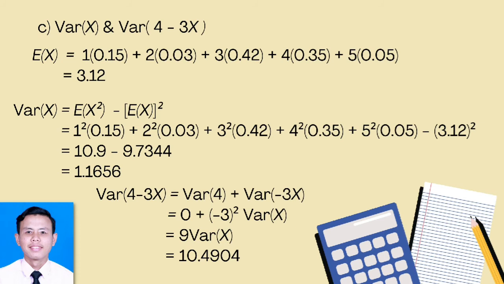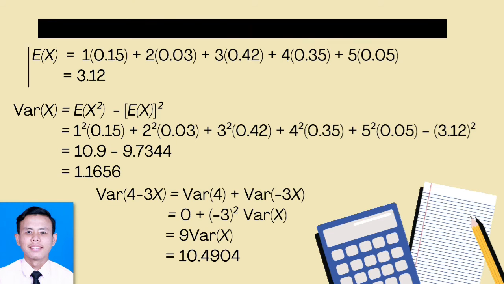Next, for the variance of 4 minus 3x, I need to simplify with the concept that Var(4) plus (−3)² times Var(x). I know that the variance of 4 is equal to 0, so I solve (−3)² and we get 9, and times with the variance of x, which is 1.1656, and the answer is 10.4904.